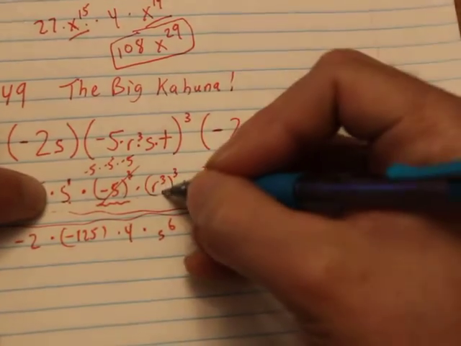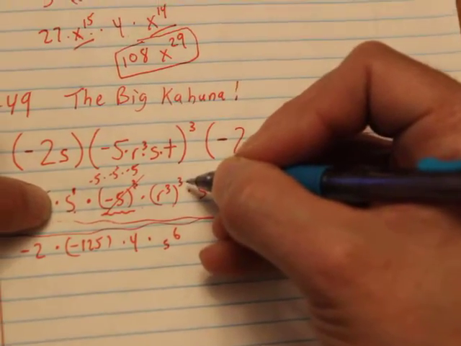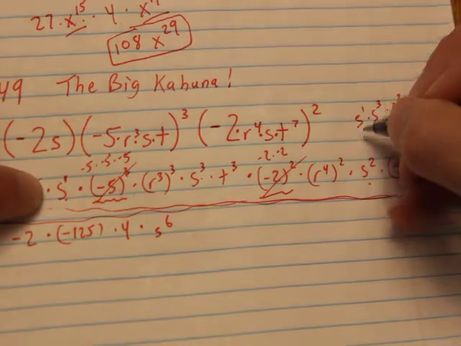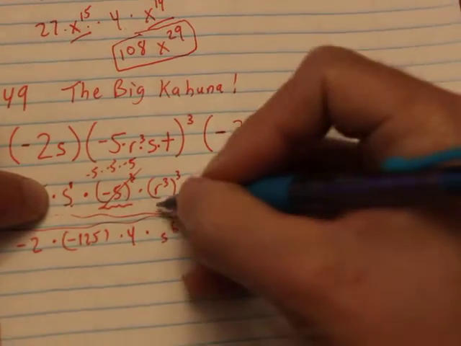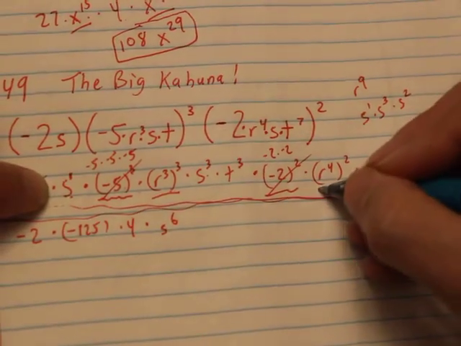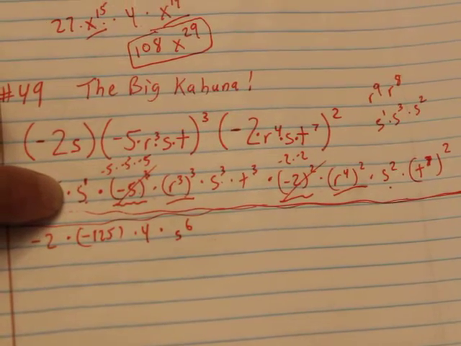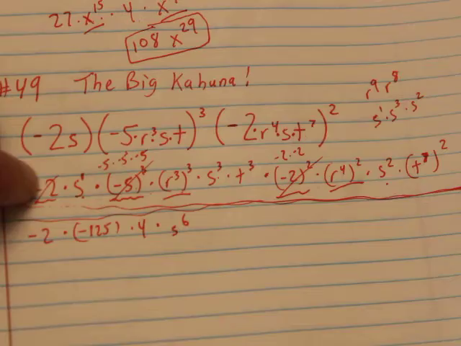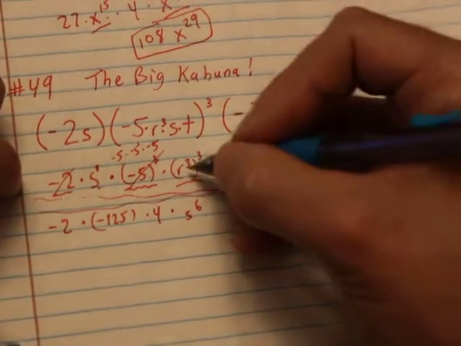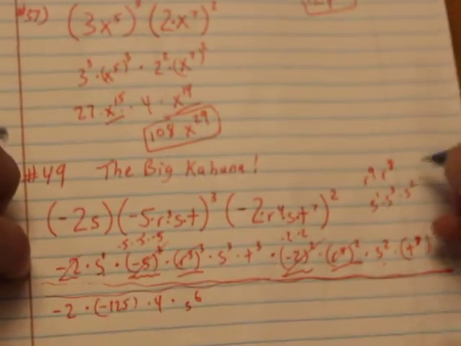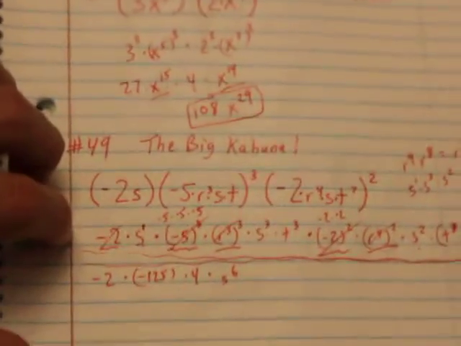Now I've got an r to the third power, so I should multiply that. That's r to the 9th. Then I've got an r to the 4th squared. That's r to the 8th. And I'm not missing any other r's. That's it. So that would be r to the 17th.